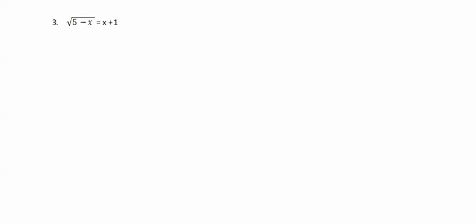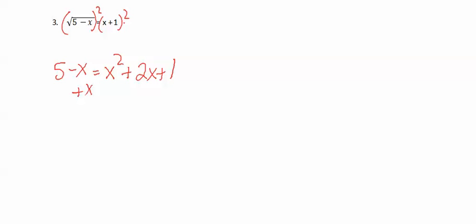In example number 3, you'll notice that we do have one radical on one side of the equation by itself, but then we have a binomial on the other side. So when I go to square both sides, the 5 minus x does cancel out the radical, but because I'm squaring a binomial, I'm actually FOILing. So you'll get x squared plus 2x plus 1. I'll have to combine like terms, so I'm going to add x, subtract 5, and get 0 equals x squared plus 3x minus 4.